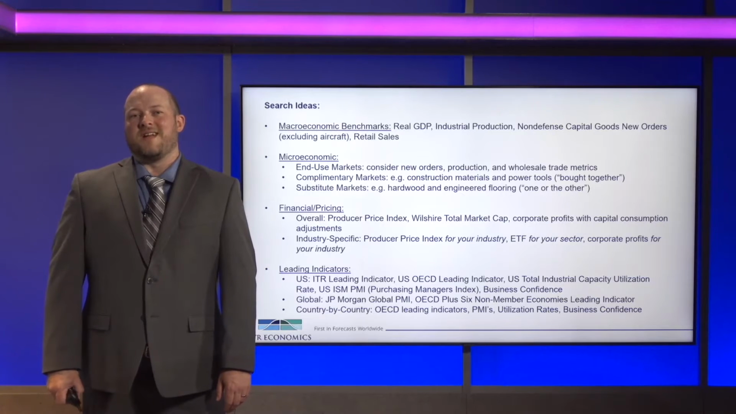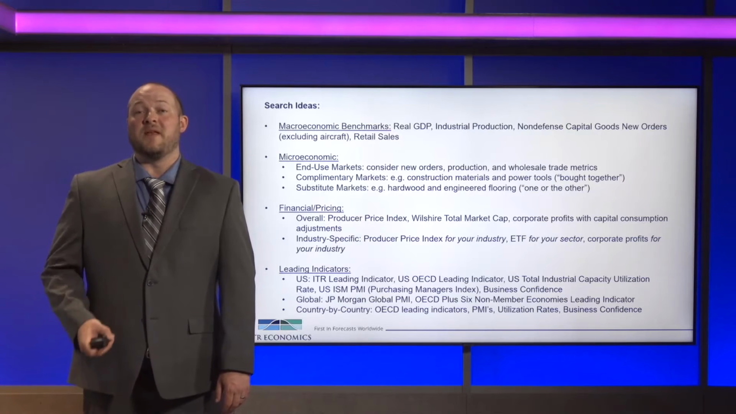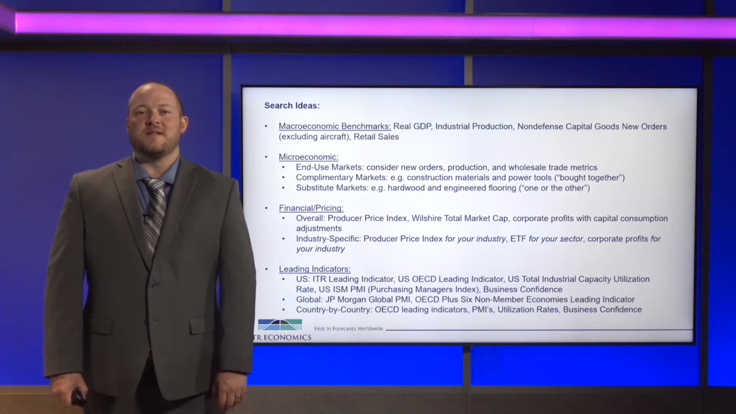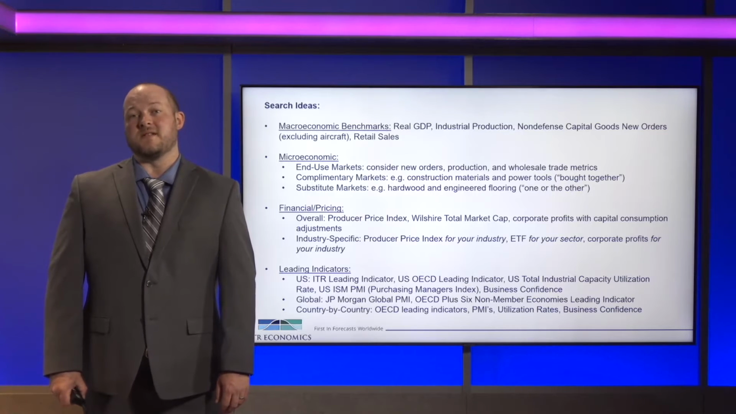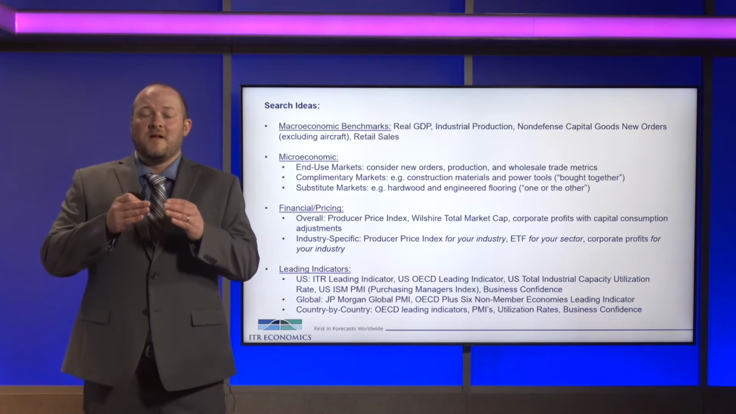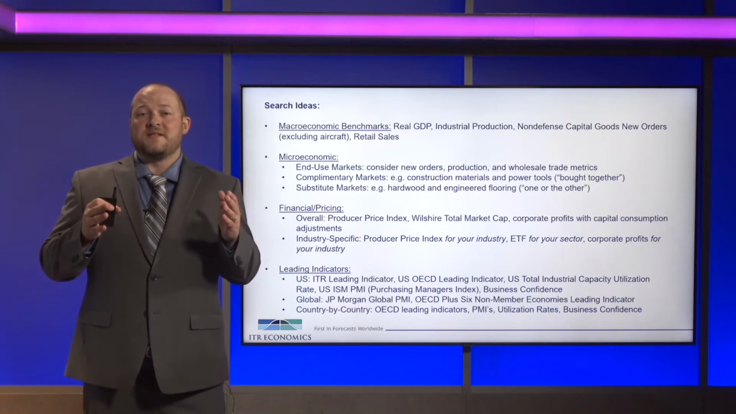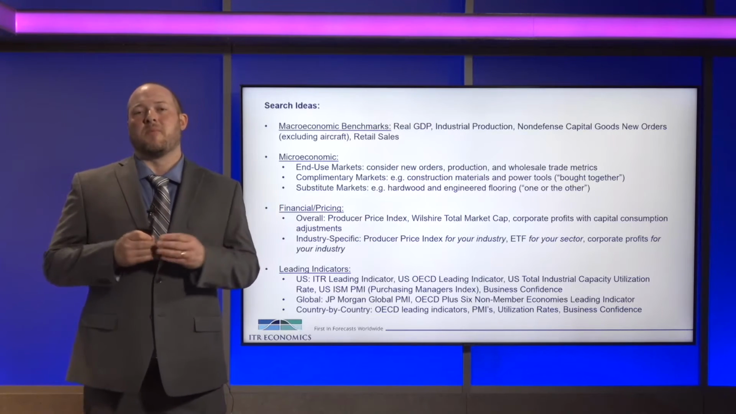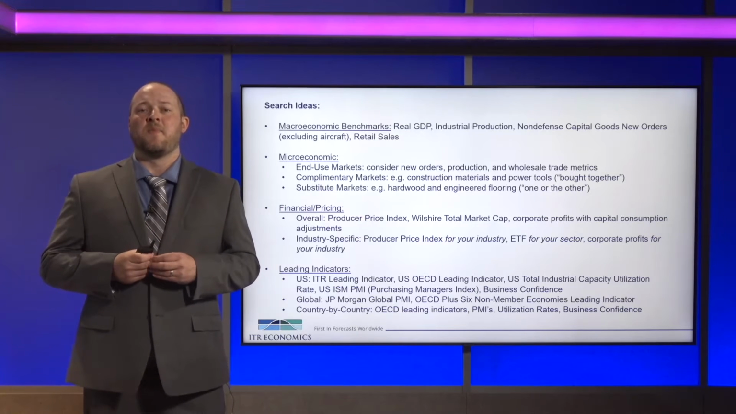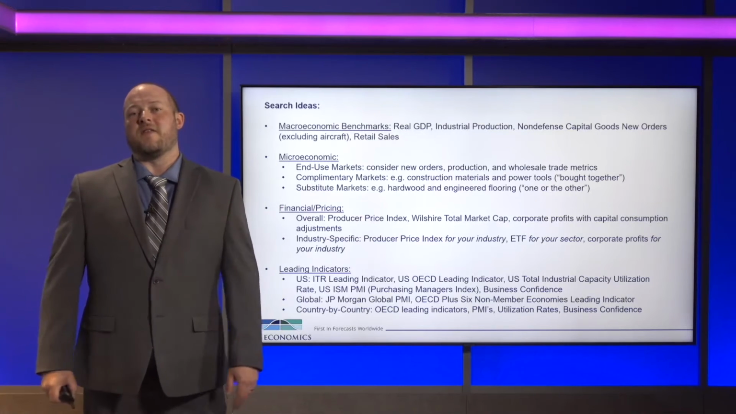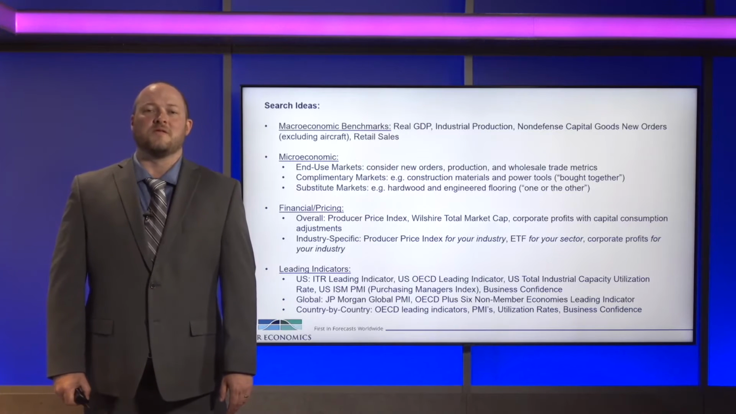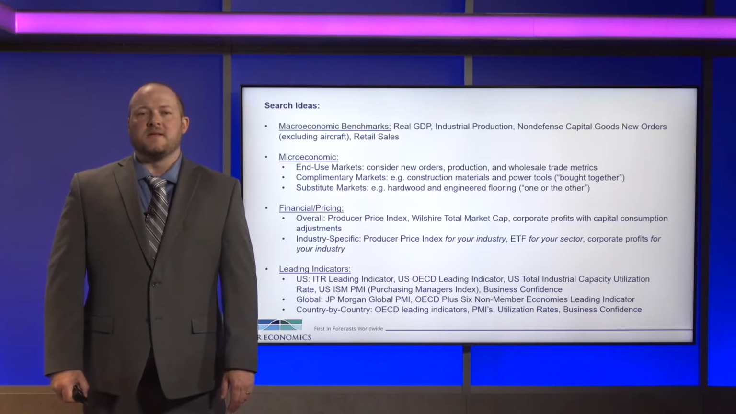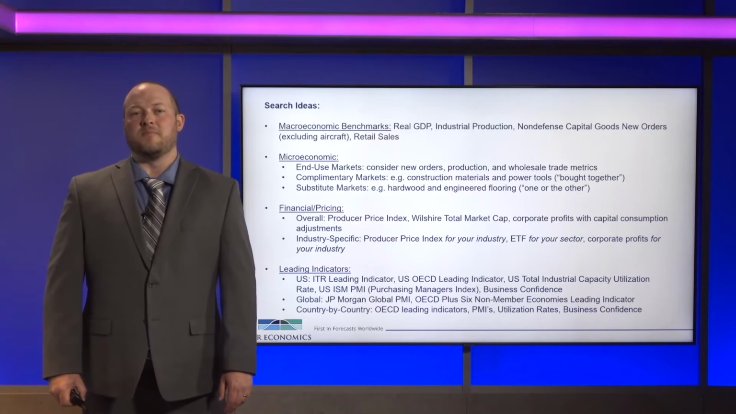For global leading indicators, we like to look at the JP Morgan Global PMI, and we also like to look at the OECD plus 6 non-member economies leading indicator. That's a mouthful, but basically what it means is we look at a leading indicator for all of the OECD countries plus the 6 largest or so non-member economies, your Chinas, your Indias. And so put those all together, and that's a tremendous amount of the world's global GDP. And so that tends to be a very nice leading indicator for global-minded companies.